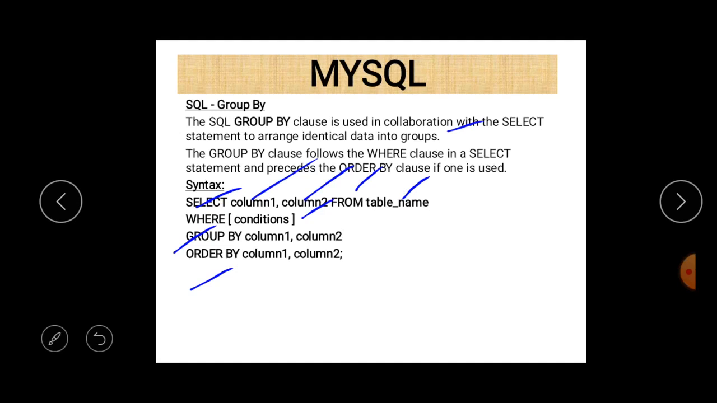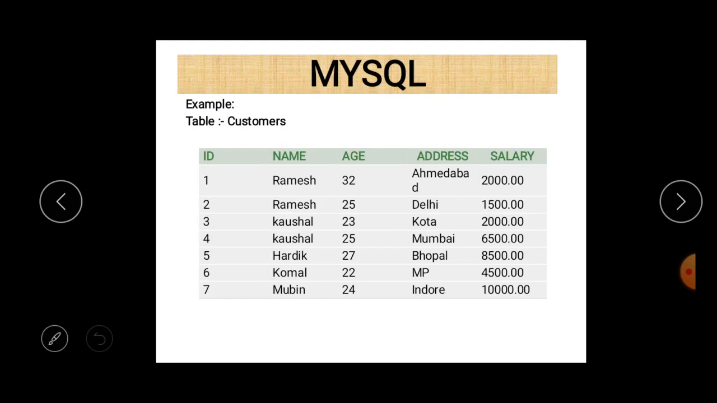And with the group by clause, the where clause can be used, and you can also use the order by clause. And one of the most important things is that with the group by clause, an aggregate function should be used. Without an aggregate function, group by is incomplete. So let us understand this by using a simple program.